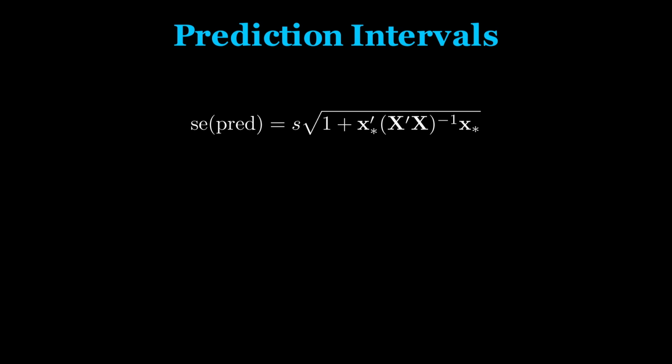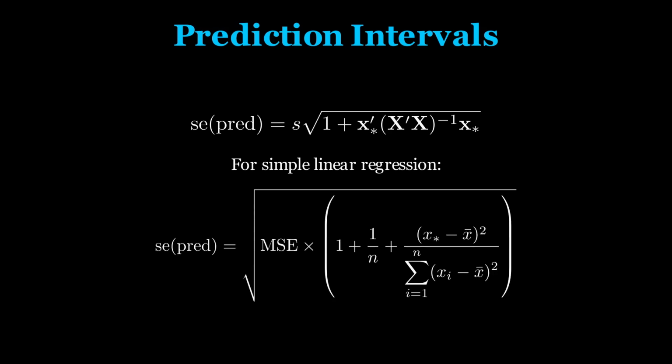Since matrix notation is rarely tested on the exam, it's unlikely the exam will ask you to apply this formula, so a conceptual understanding of this formula is sufficient. For simple linear regression with one predictor variable, this simplifies to the square root of MSE times the quantity 1 plus 1 over n plus the squared distance of x star from the sample mean divided by the total variation in x. Notice the predictions become less precise the further x star is from x bar.